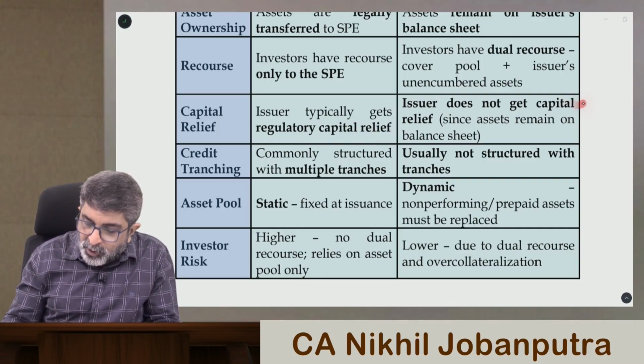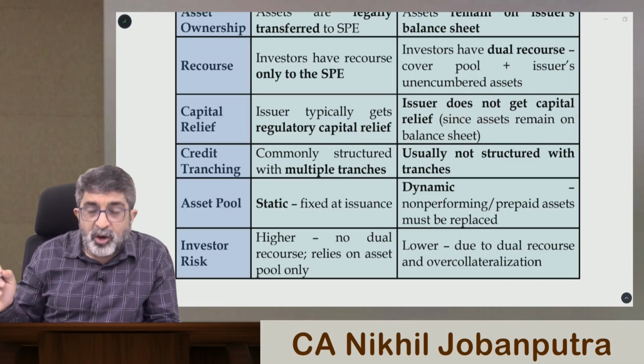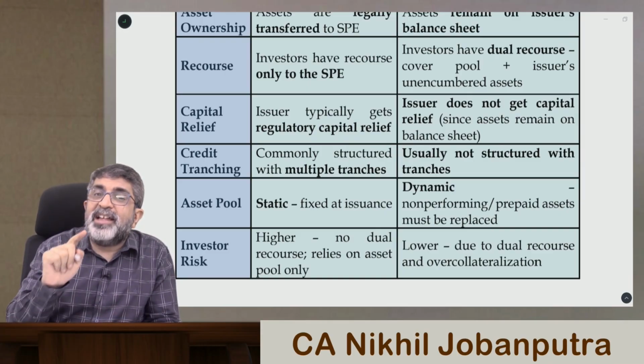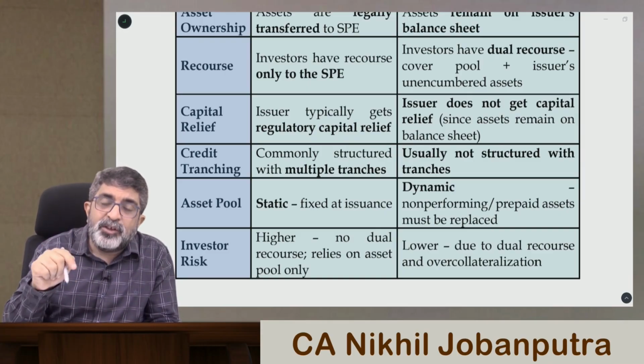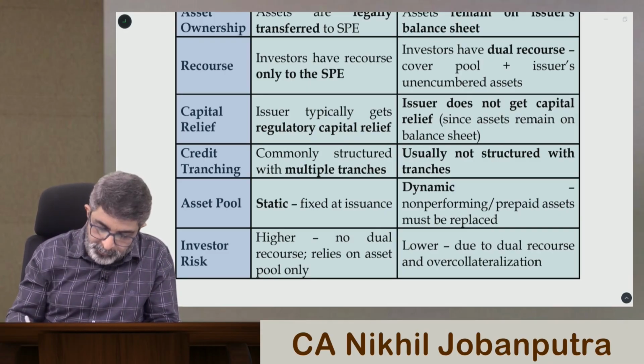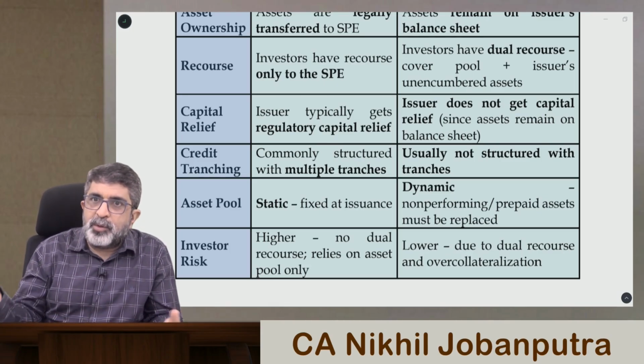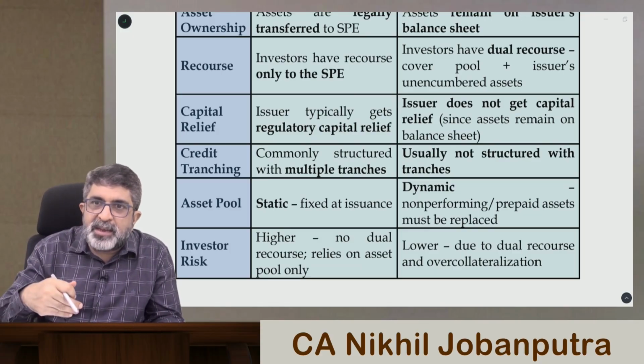But in case of covered bonds, the issuer does not get capital relief since assets remain on the balance sheet. Which assets are we talking about? The loan receivables, which are classified as risky assets for the finance company. In the securitization case, because it is getting out of the balance sheet, it is removed from your balance sheet and what is coming in is cash.